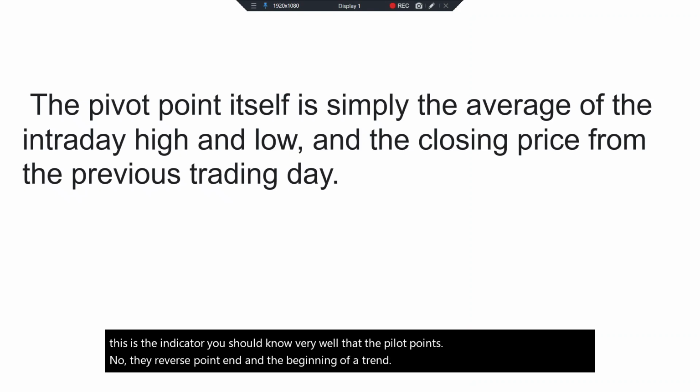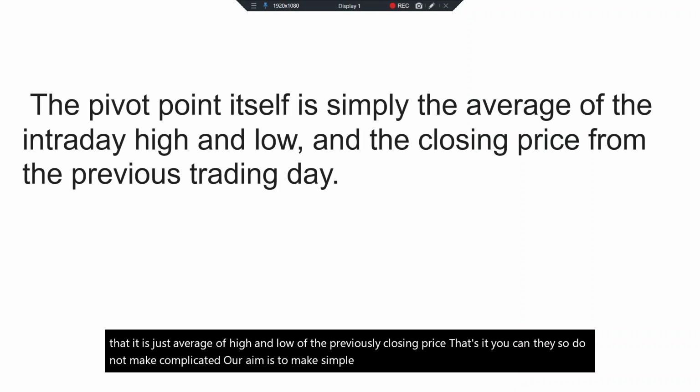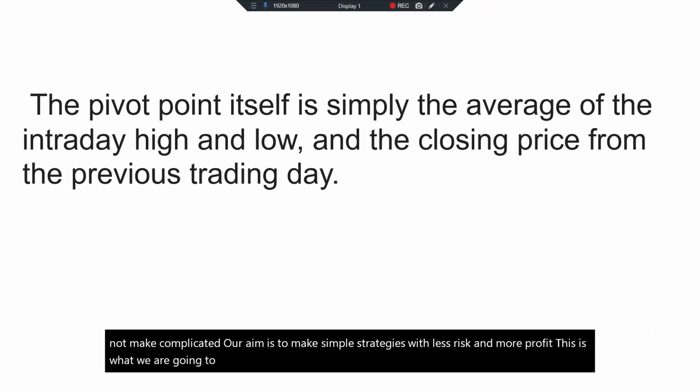The pivot point, many of them will say some formulas, high minus low minus. It is not that, it is just the average of the high, low, and closing price of the previous day. That's it. Do not make it complicated. Our aim is to make simple strategies with less risk and more profit. This is what we are going to do. So simply it is the average of the high and low of the previous day or previous week or previous month candle.